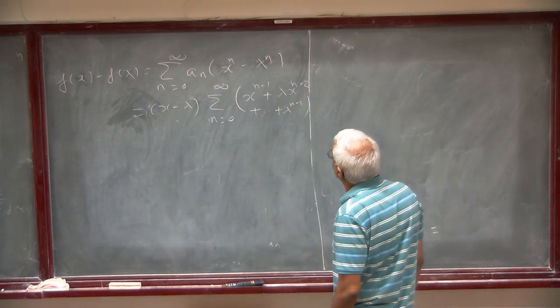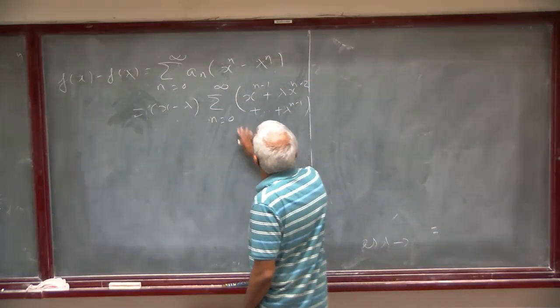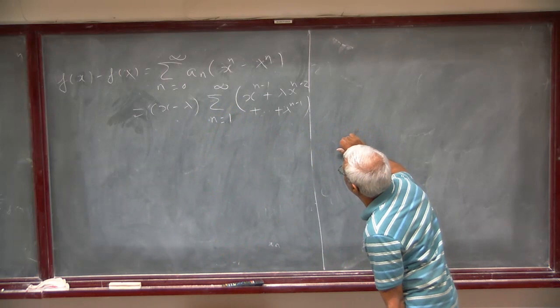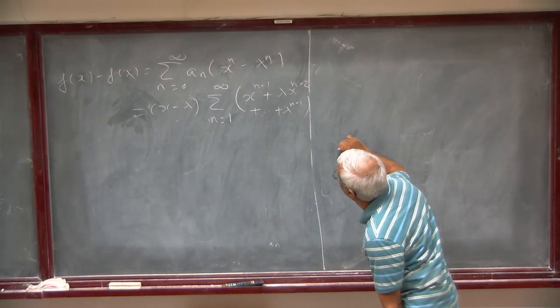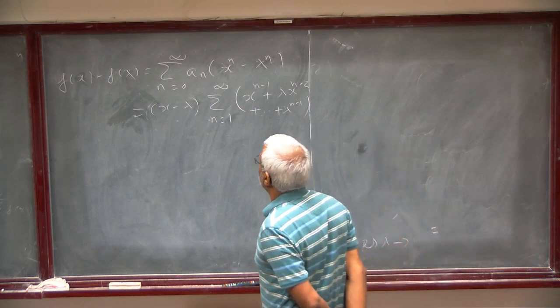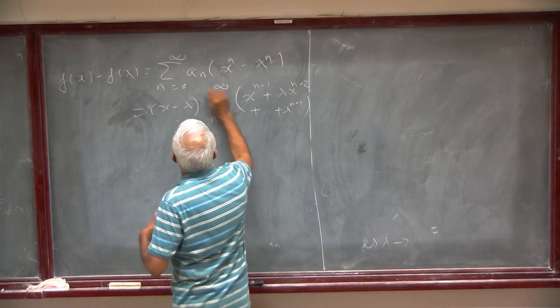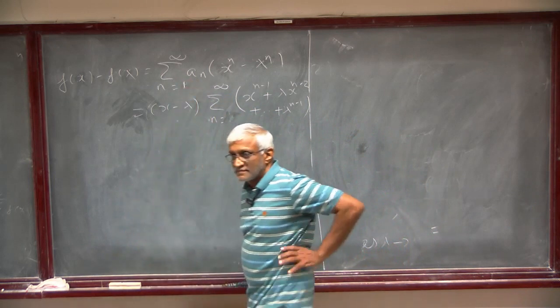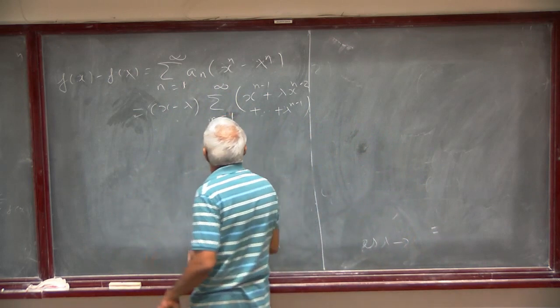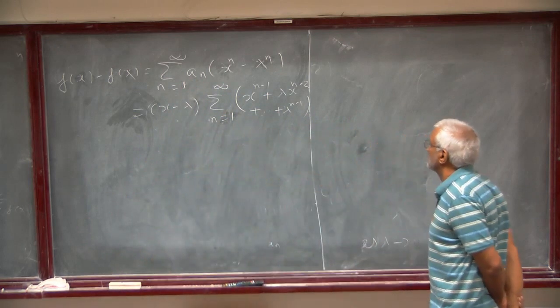And n equals 0 doesn't make sense. So from n equals 1. When n equals 1, the first one will cancel, no? So it is from n equals 1. The first one cancels. So this is from n equals 1. Okay, this is okay.